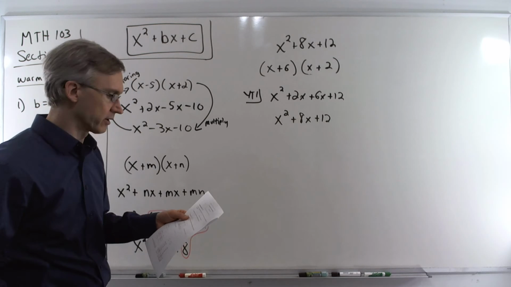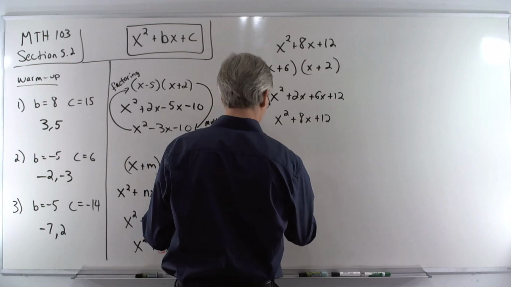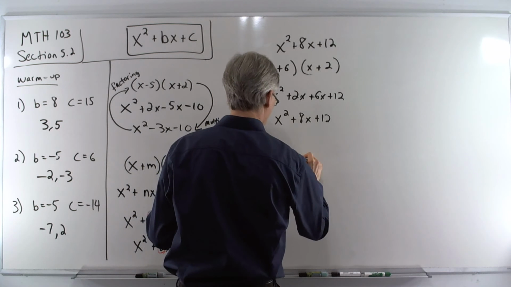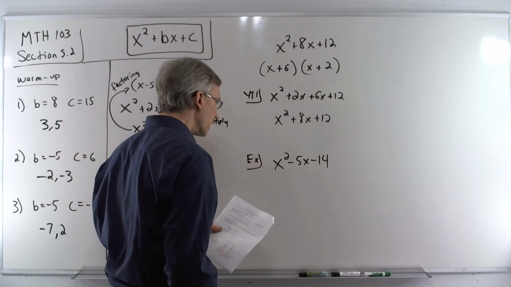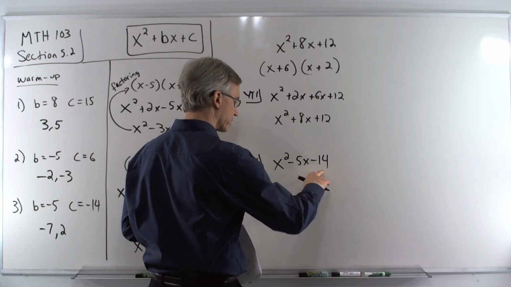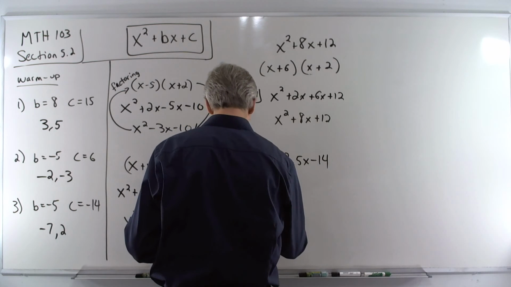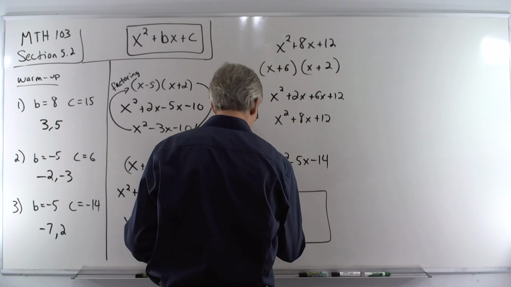Alright, now we're going to factor x squared minus 5x minus 14. In order to do this, we're going to find two numbers that multiply to get negative 14. So let's make a list of numbers that multiply to get negative 14.